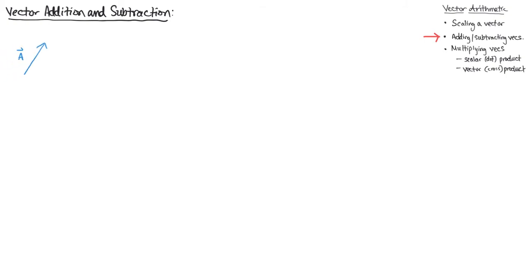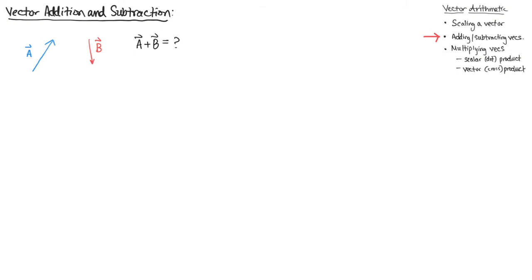So let's consider the following. We have some vector A in blue and some vector B in red, and we want to know the quantity A plus B. We haven't specified anything about a coordinate system, and it turns out we don't need to, right? Because vectors exist independent of the coordinate systems.